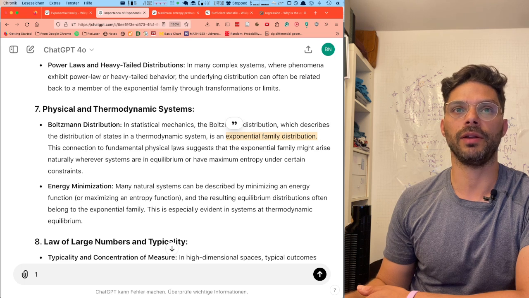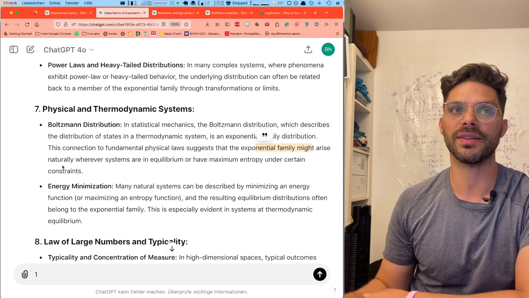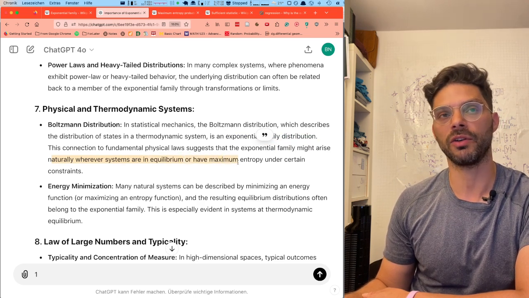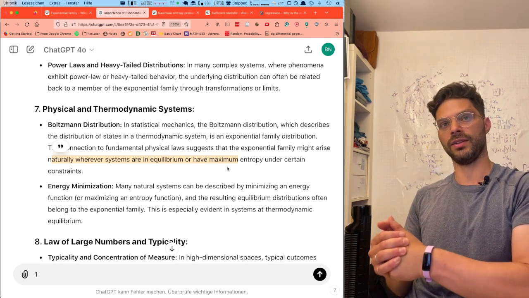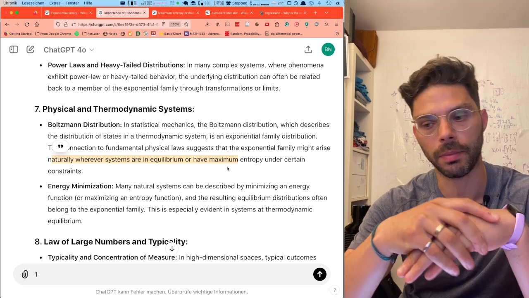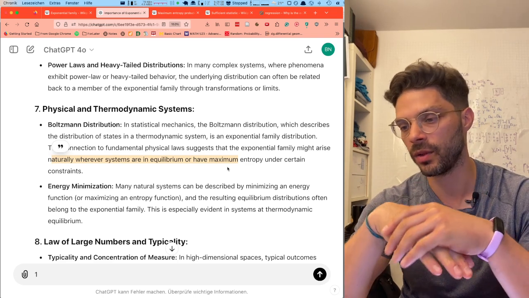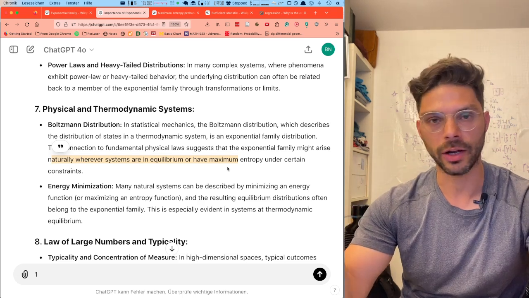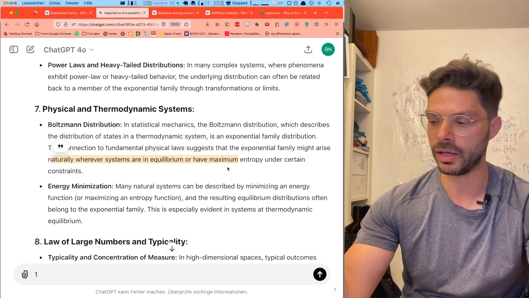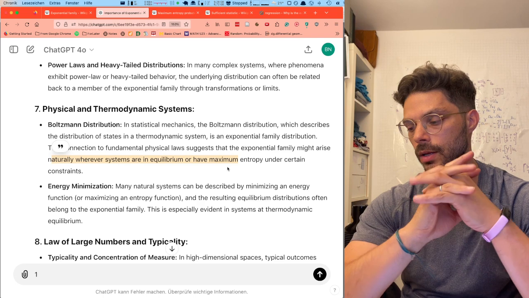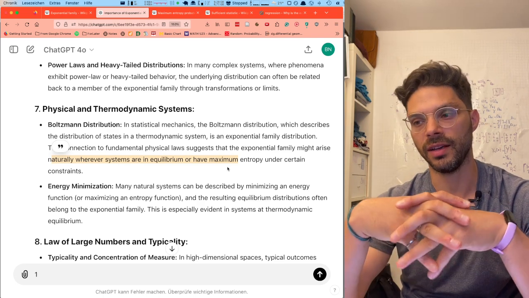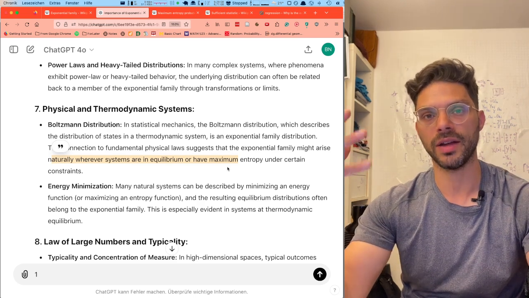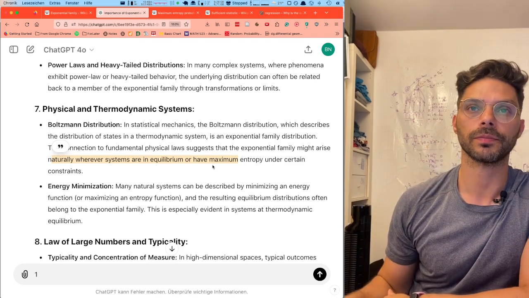So this connection to fundamental physical laws suggests that the exponential family might arise naturally wherever systems are in equilibrium or have maximum entropy under certain constraints. So that's another reason why you might see these exponential family distributions showing up a lot, because if we're dealing with systems that are somehow in equilibrium, but they have some constraints, maybe the average energy is supposed to be something, because maybe you're connected to a heat bath, whatever it is. Under those settings, the exponential family is what arises as describing those systems.